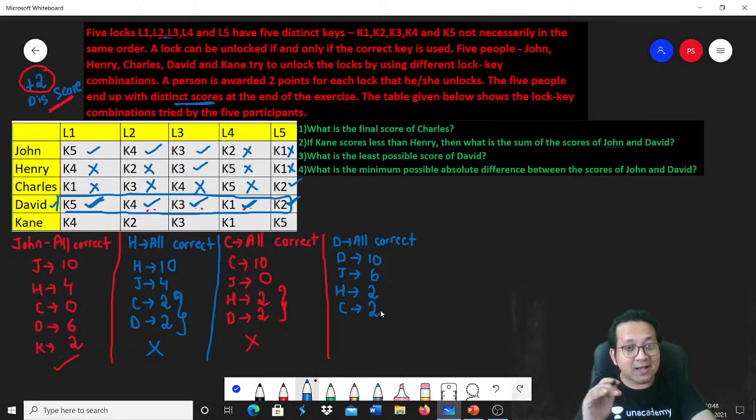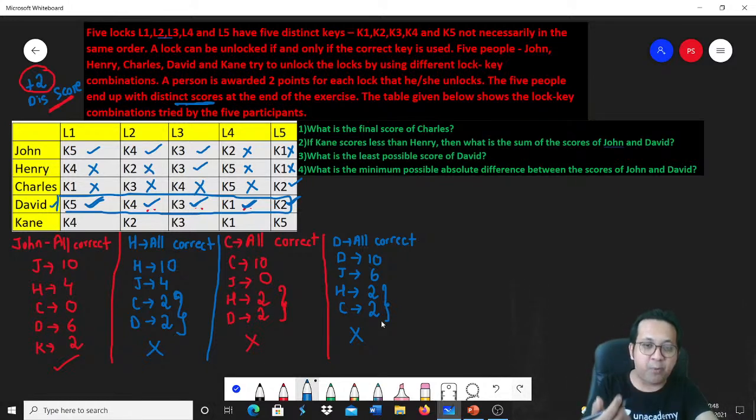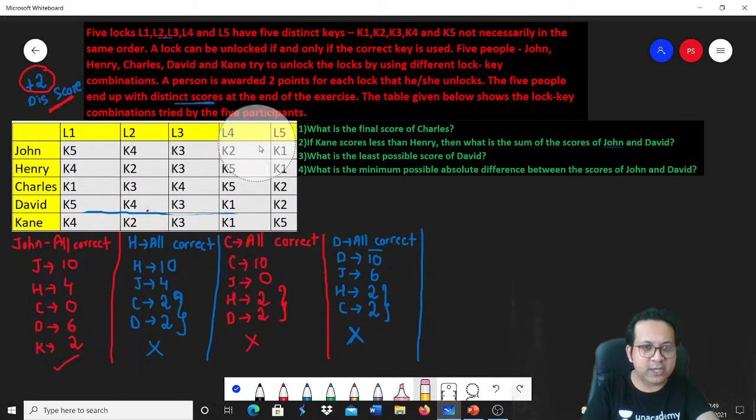Take a pause. Again, you tell me this scenario is not possible. Why? Remember, 2 people, H and C, are getting the same scores. But the question clearly tells you every person's score is distinct. So same scores are impossible. Meaning this scenario is not possible. What is this scenario? That D got all correct is not possible. That D gets all the locks correct is also impossible.